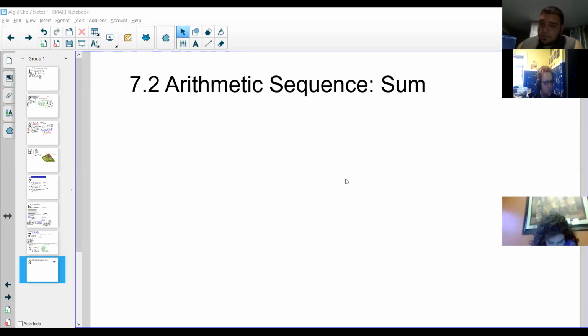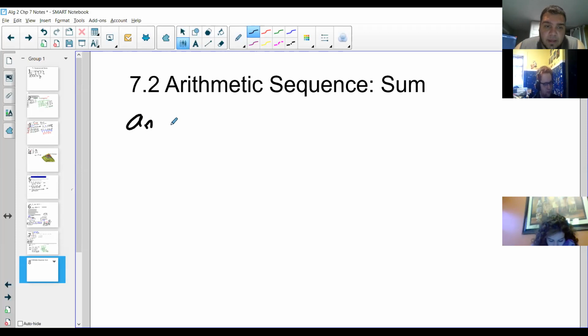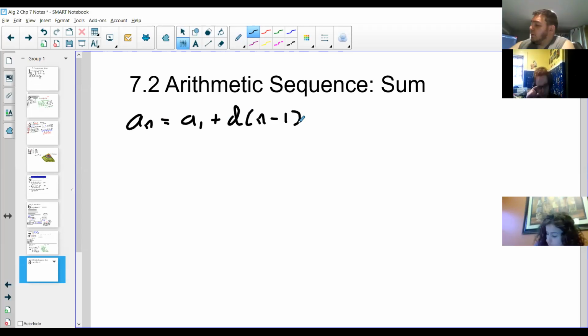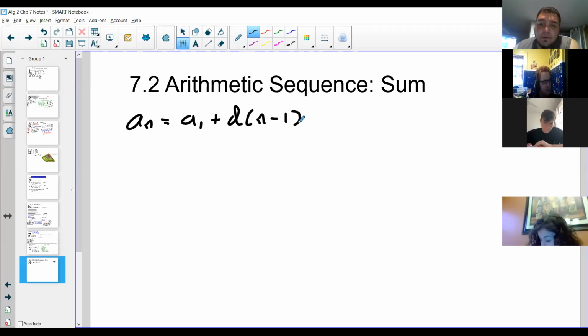So last time, what we talked about is arithmetic sequence that follows this formula: a_n equals a_1 plus d(n minus 1). That's the formula for an arithmetic sequence. And an arithmetic sequence, if you remember, is adding and subtracting.